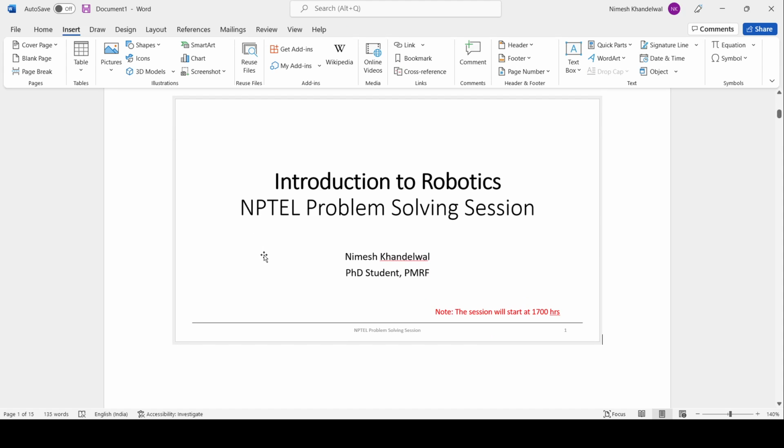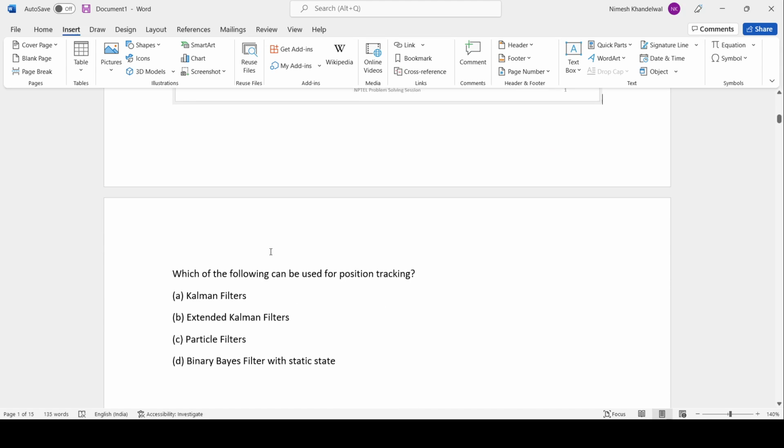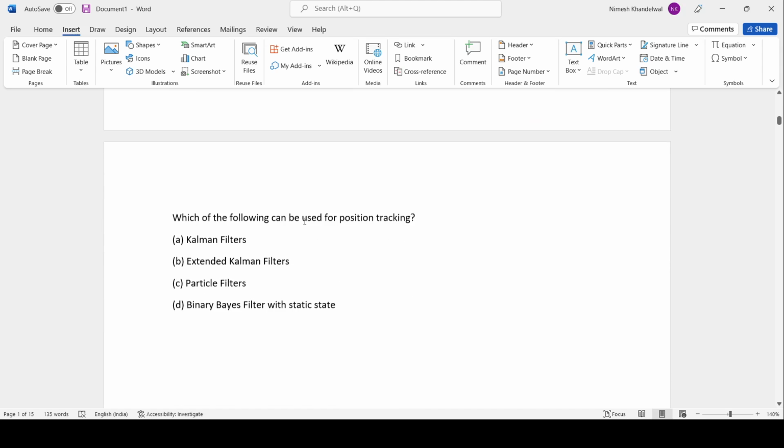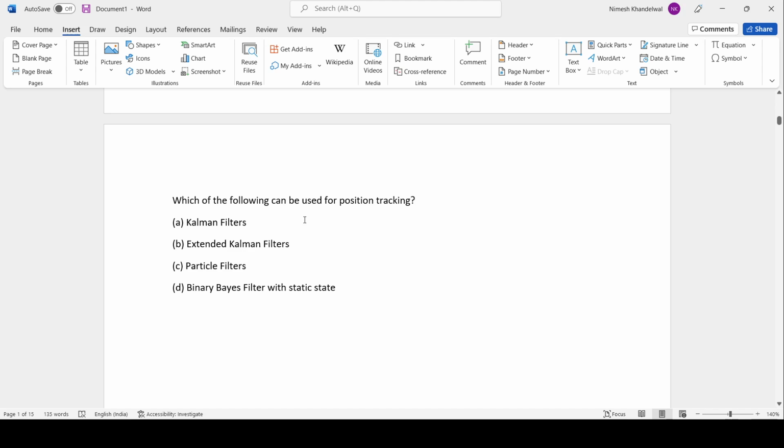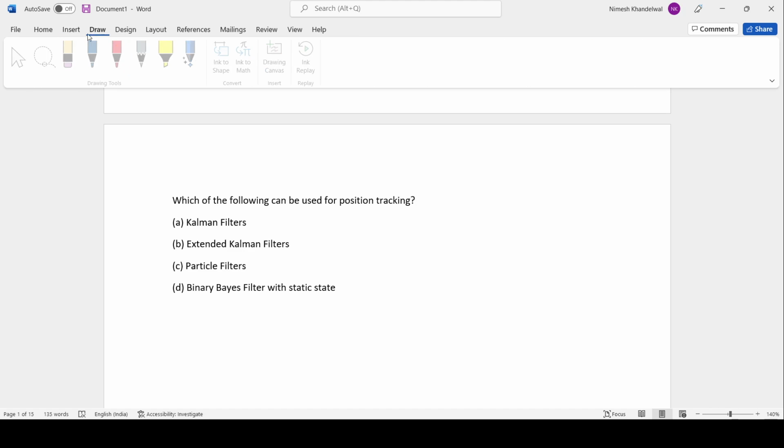So I will start with questions then. Let us just take the first question. Most of this week's material, on path planning algorithms like Dijkstra, BFS, DFS, and A-star, was theoretical, so I have some theoretical questions similar to what you get in your assignments. I've asked: which of the following can be used for position tracking?